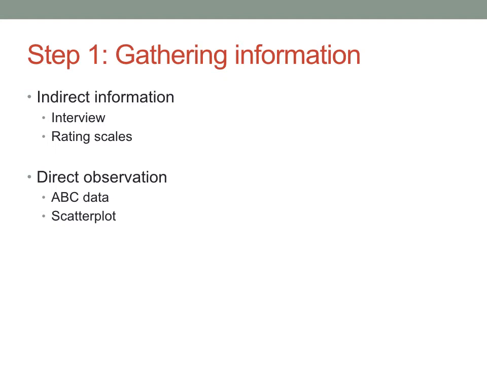FBA methods can be classified into 3 types: functional analysis, descriptive assessment, and indirect assessment. Functional analysis is a good one, but it's frequently used in research, so we are not going to talk about this. We will use descriptive assessment and indirect assessment. So indirect information can be gathered through interview and rating scale. And direct observation includes ABC analysis and scatter plot.